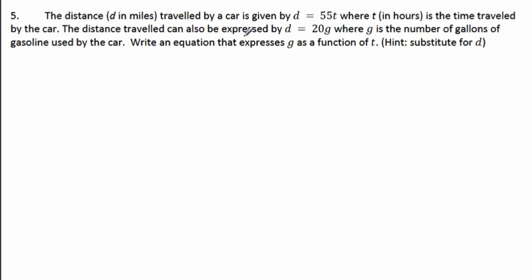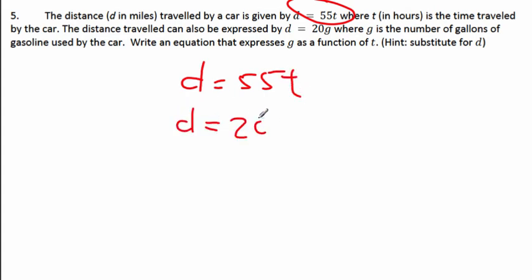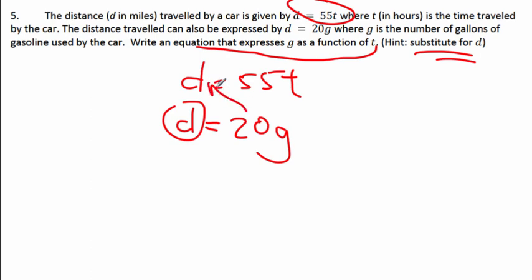How about 5? Almost done. Distance equals, what do we get? 55t. T is hours traveled by car. And d equals 20g. Oh, this is a good one here. So we have d is equal to 55t, and then d is equal to 20g. And the hint here is they want you to write an equation that expresses g as a function of t. Substitute for d. Look, d equals 20g. Let's plug that in there. So we're going to get 20g equals 55t.